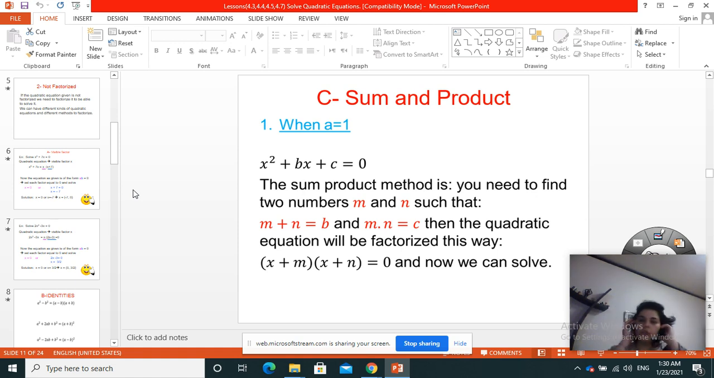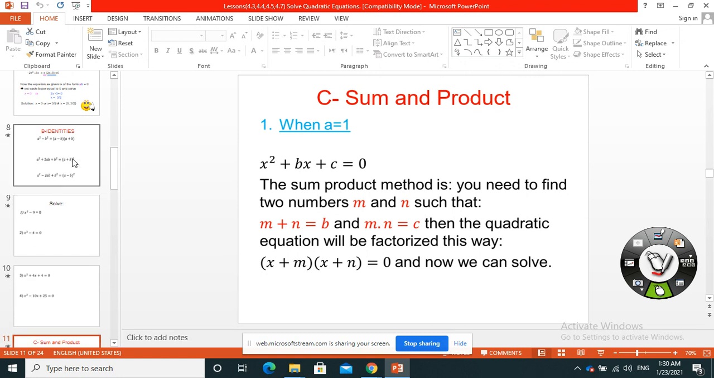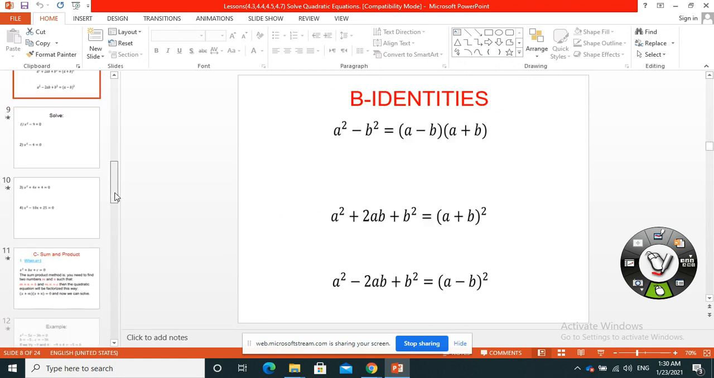We did in part 2 that if it's not factorized, first I need to factorize it. I could have a visible factor, which we did before. We did it also when I have identities. And now part C.